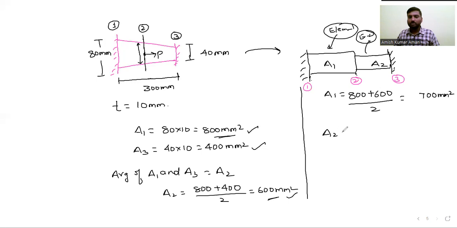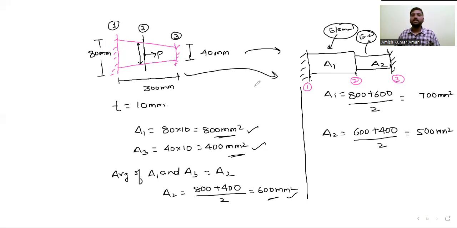Similarly, that A2 will be, what will be the area at the second node? That is 600. What is the area at the third node? Third node is 400, divided by 2. That is equal to 500 mm square. That's it. Now this problem is converted into this problem. We have A1, we have A2.